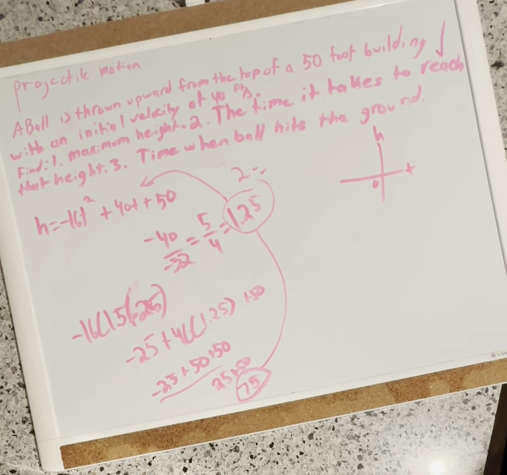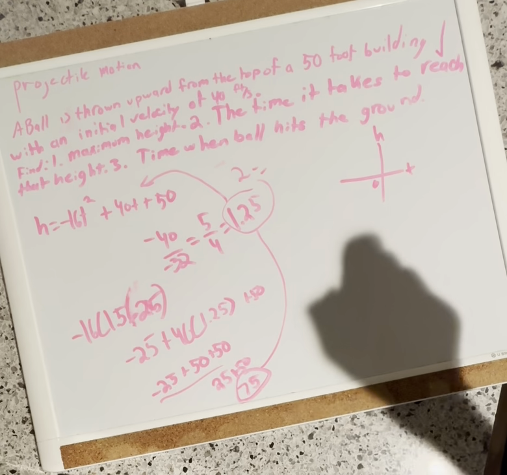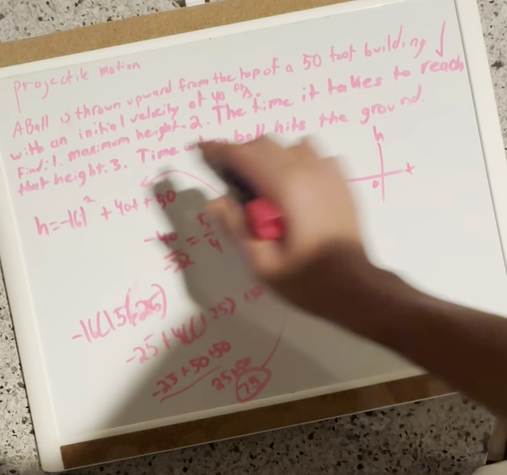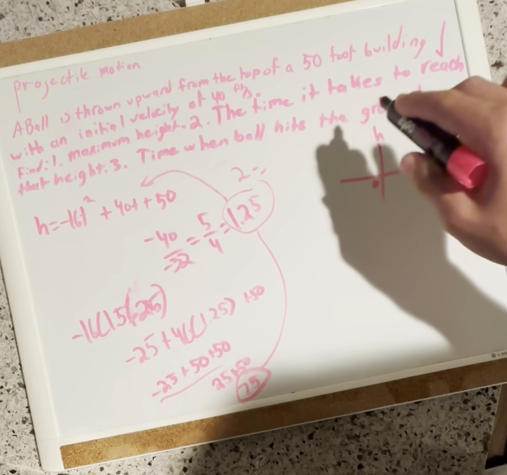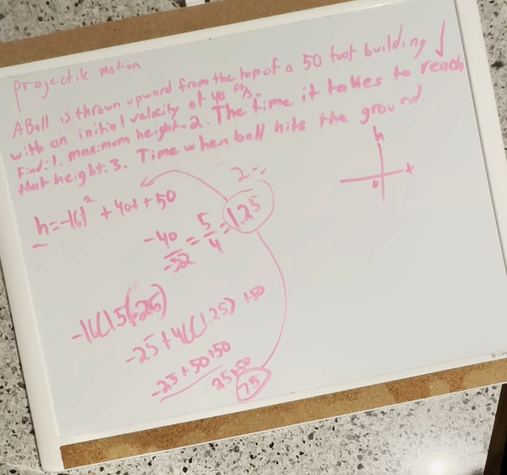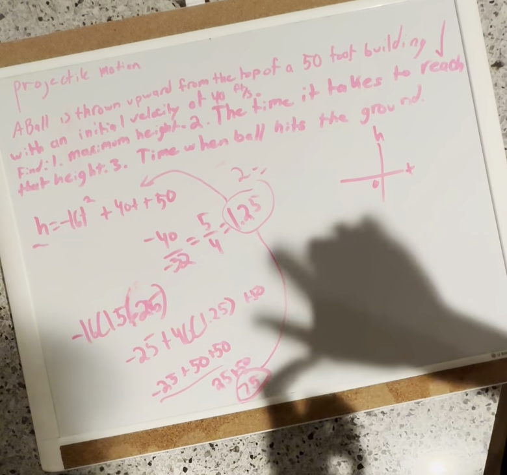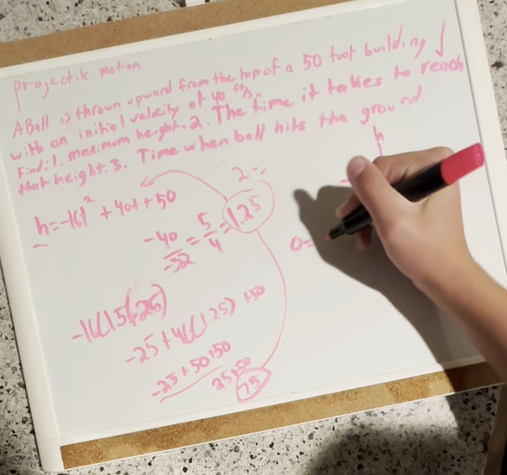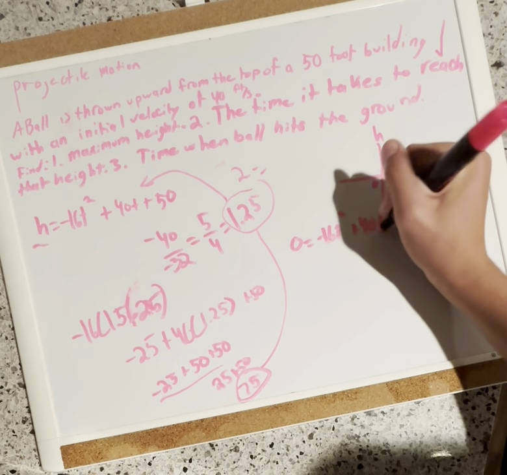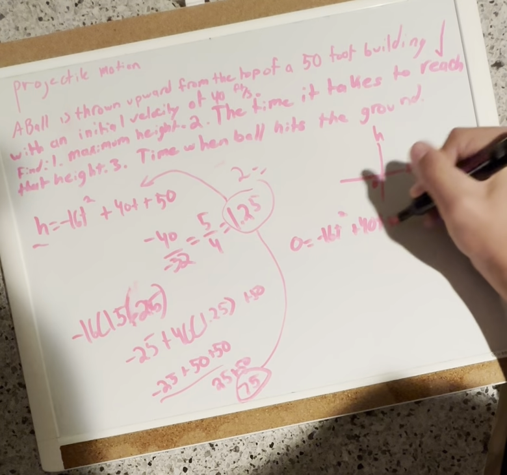So now to find the time when the ball hits the ground, it's a little bit more tricky. We're going to have to go to the quadratic formula. And saying that when the ball is on the ground would imply that the h here, the height, is 0. So we're going to make a whole new equation. 0 equals negative 16t squared plus 40t plus 50.